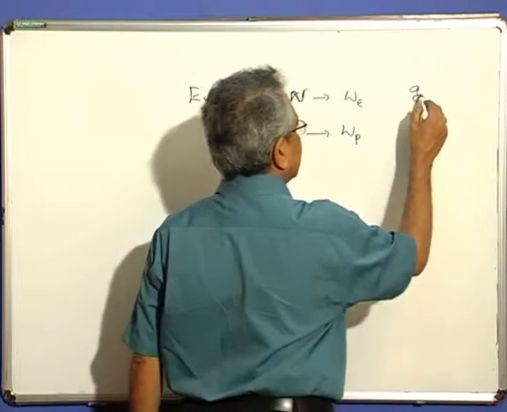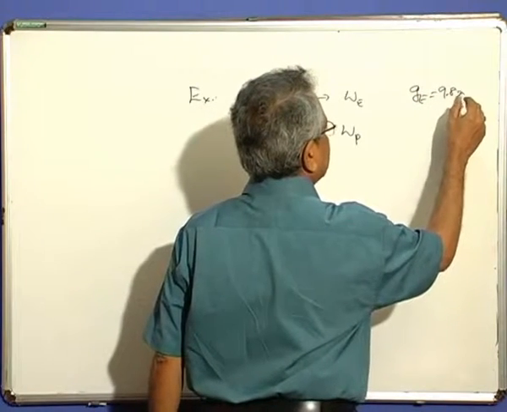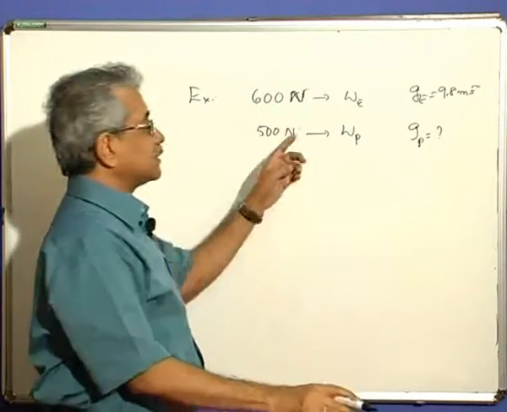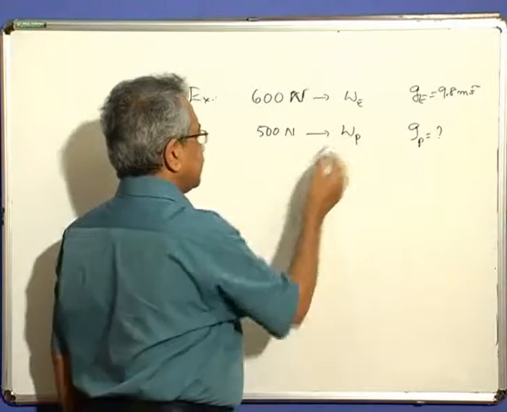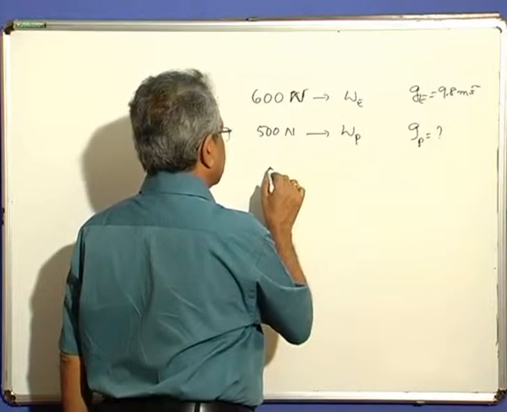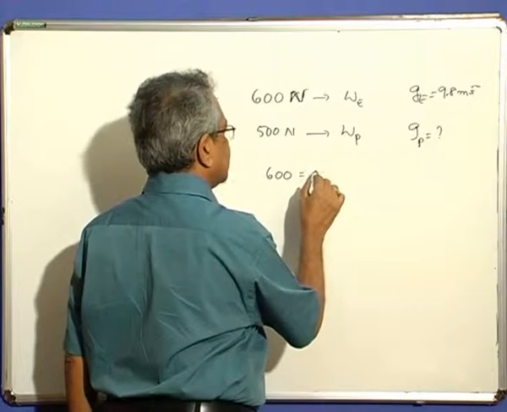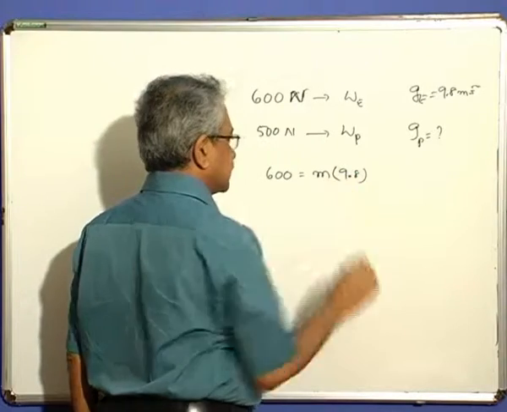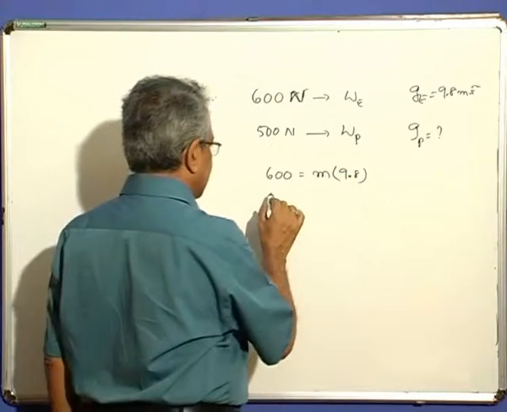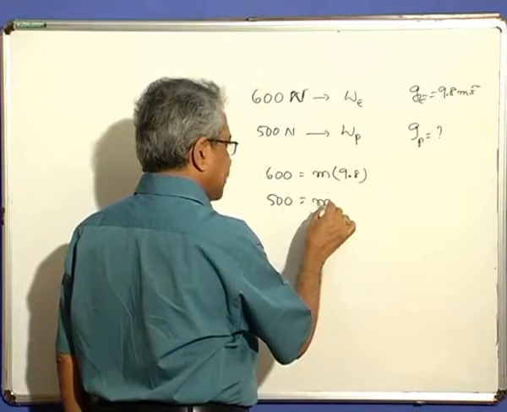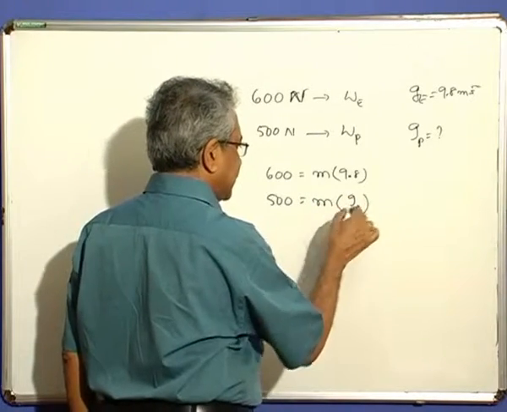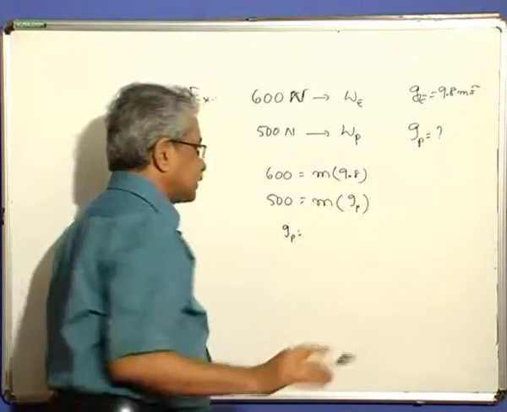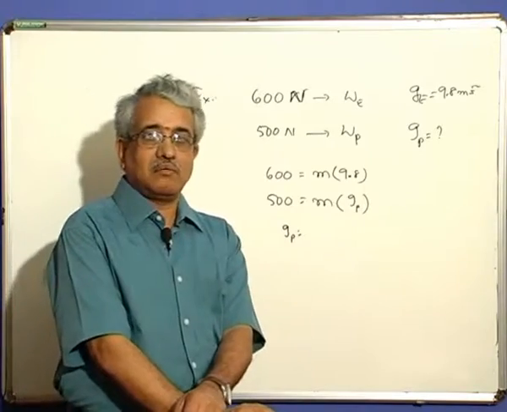G on the earth is 9.8 meters per second square, you know. What is G on the planet now? You can find it from this equation. We can compare like this: 600 Newton is equal to the mass of the body into 9.8. Similarly, 500 Newton is the same mass into the acceleration due to gravity on the planet. Now we can get from this the acceleration due to gravity on the planet.